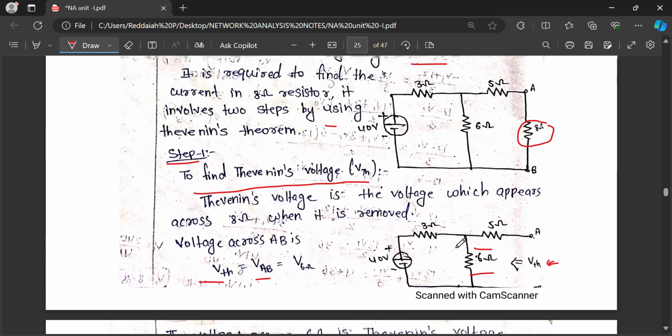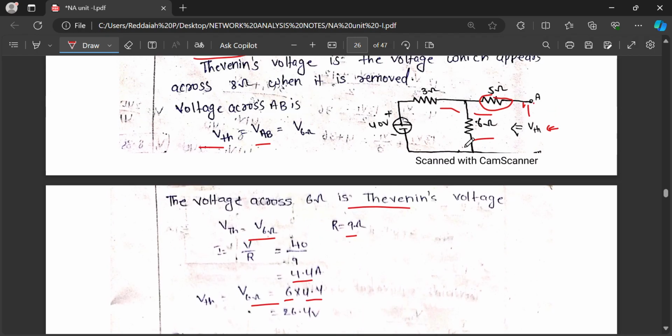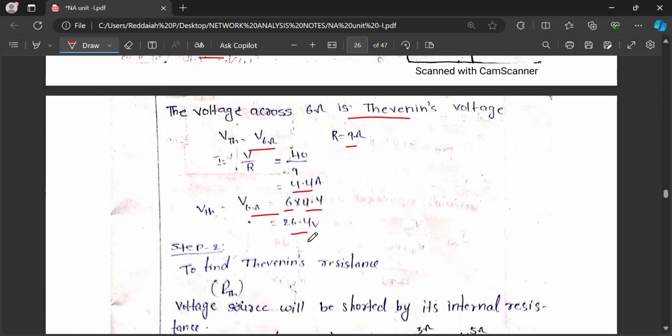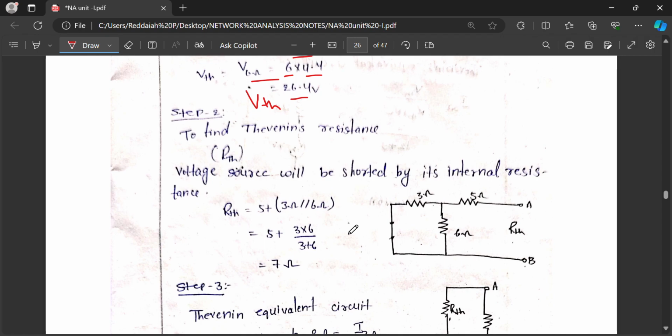R equal to total resistance is 9 ohm. If it is 6 plus 3 in series, this can be neglected because it's an open circuit. I equal to V by R, 4.4 amps. V6 ohm is V equal to IR, 6 into 4.4 amps, you can get 26.4. This is the Thevenin's voltage. VTH equal to 26.4. Next, Thevenin's resistance we have to find.